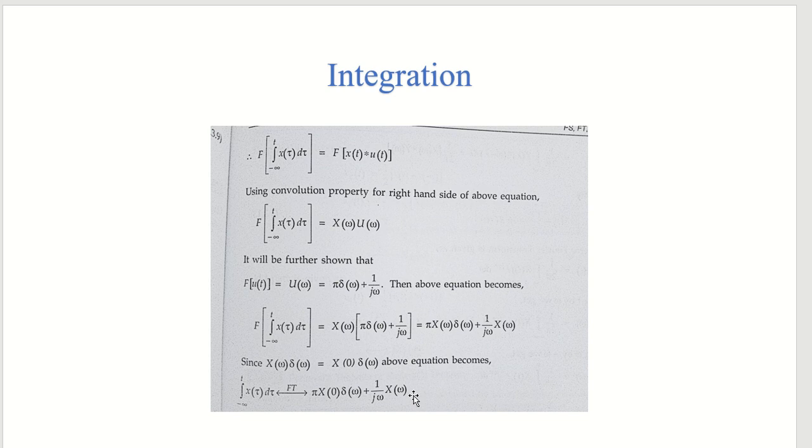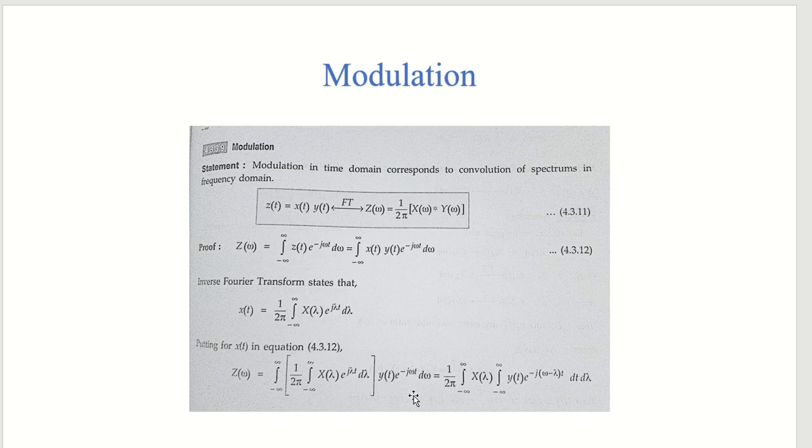Now the next property is the modulation property. So let's see what this modulation property has to say. It says that modulation in the time domain will correspond to the convolution of spectrum in the frequency domain. So whenever you do modulation in the time domain, you will get convolution of spectrum in the frequency domain.